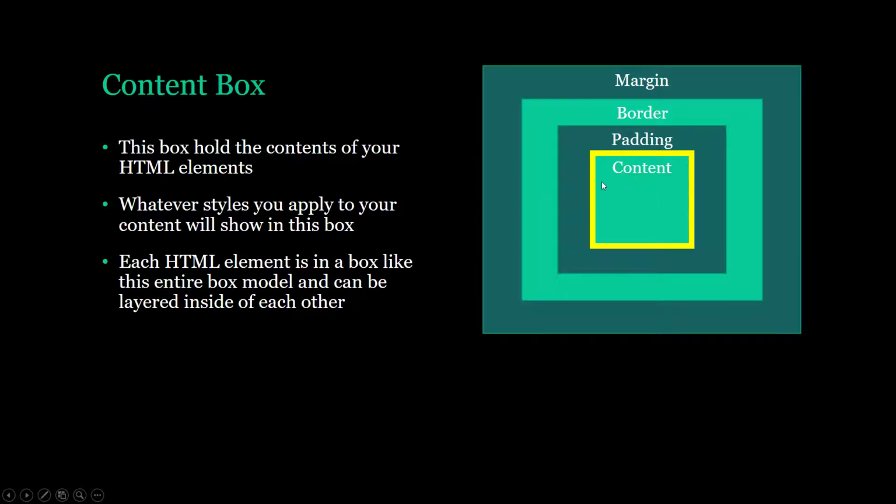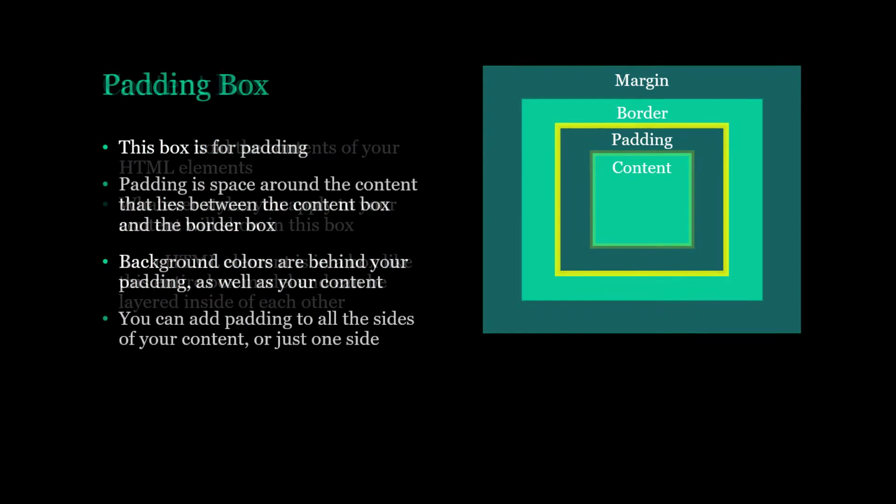So the content box over here, this box holds the contents of your HTML elements, like I explained before. Say you put a quote inside of quote tags inside of your header element, then that content would be inside of those quote tags, the opening and closing tag, which would then be inside your header tag. And whatever styles you apply to your content will show up in that box, the one that's in yellow there on the right. And each HTML element is in a box like this entire box model and can be layered inside of each other.